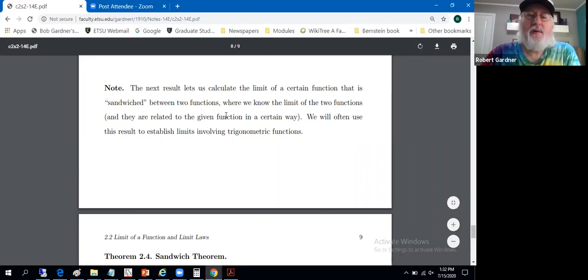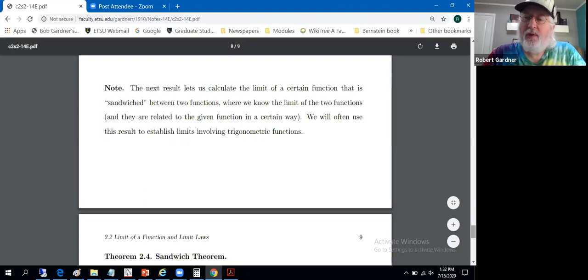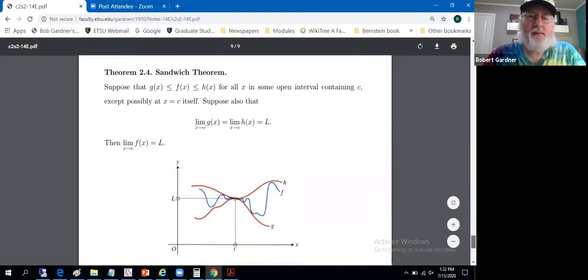The next result lets us calculate the limit of a certain function that's sandwiched between two other functions, where we know the limit of the two functions related to the original one in a certain way. This we'll use for now probably mostly with trig functions. Okay, here's the statement, and a picture's worth 1,000 words. So think geometrically, and you're good on the sandwich theorem.